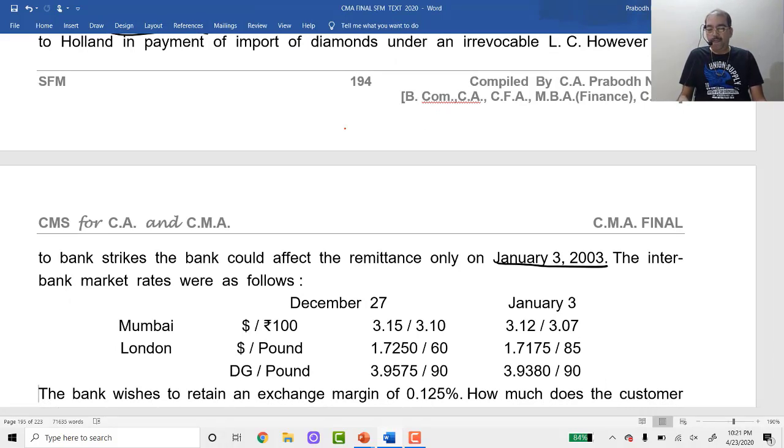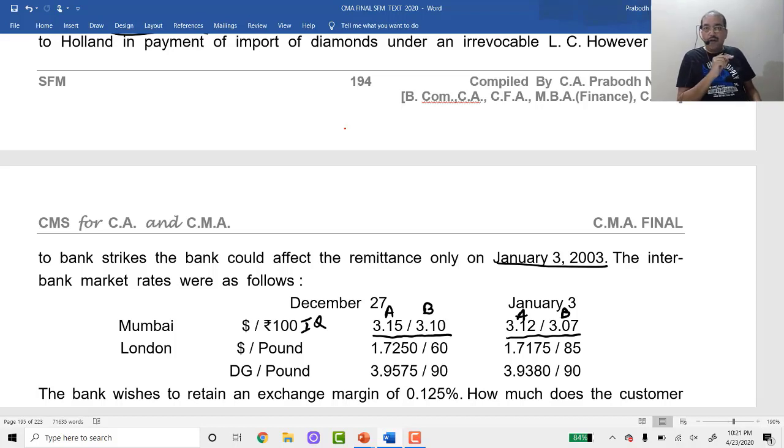See the rates, how they are given. $200 indirect quote: foreign currency expressed per fixed number of units of home currency. Correct? This is an indirect quote. Now you see 3.15 and 3.10, where 3.10 is the bid rate here and 3.15 is the ask rate. Very cleverly they have given it. Here also the same thing, 3.112 and 3.10. This is the bid rate, this is the ask rate.